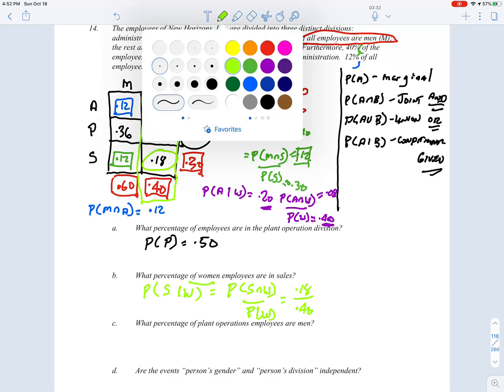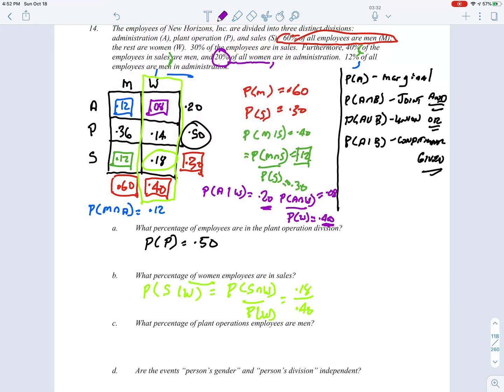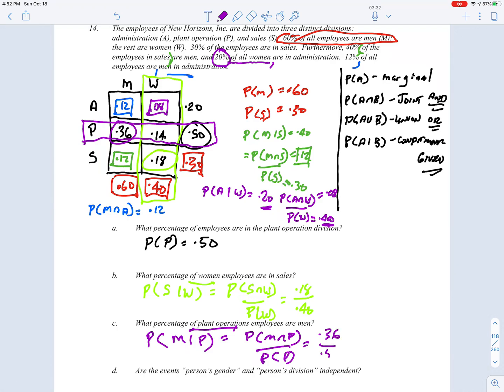What percentage of plant operation employees? So there's the given part. Are men. That's going to be the probability of M and P over the probability of P. So we're talking about here then, of the plant, what percentage are men? It's going to be the 36% out of the 50%, which is what, 72%.